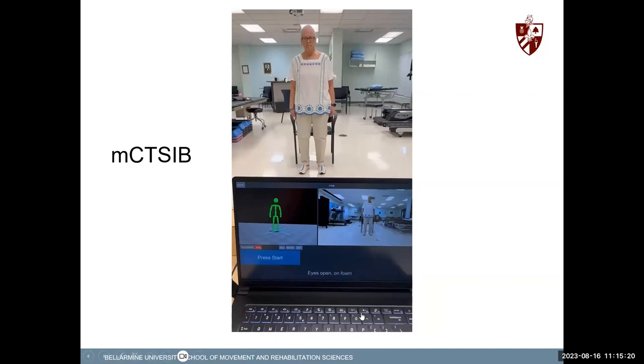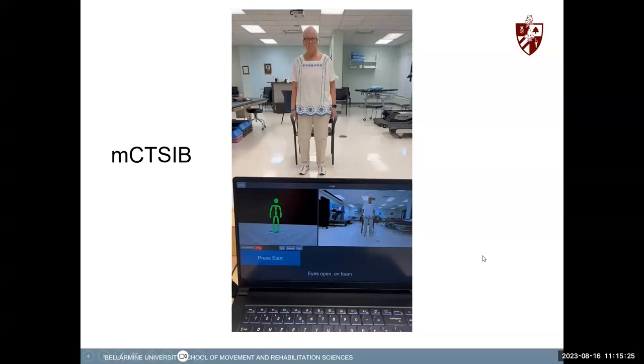I did repeat the other two states where she was eyes open on foam and eyes closed on foam, but I did stand next to her for those two pieces. You are able to operate this device with a remote. So as a clinician, I can keep my hands on my patient and still control the device. But because of her evolving neuropathy, she was not as steady with these two.